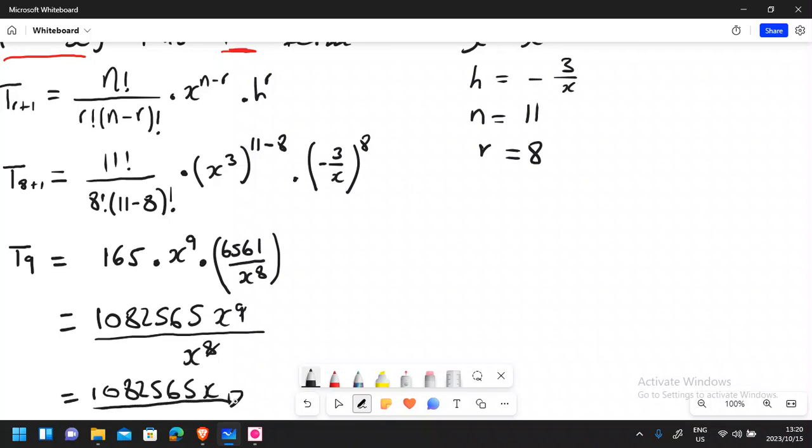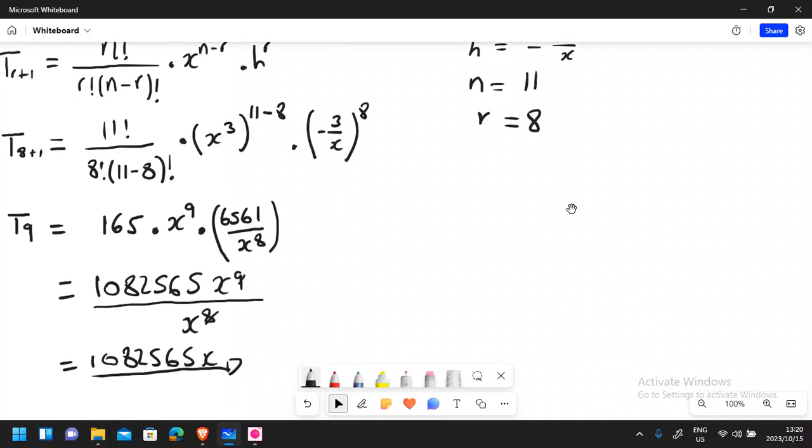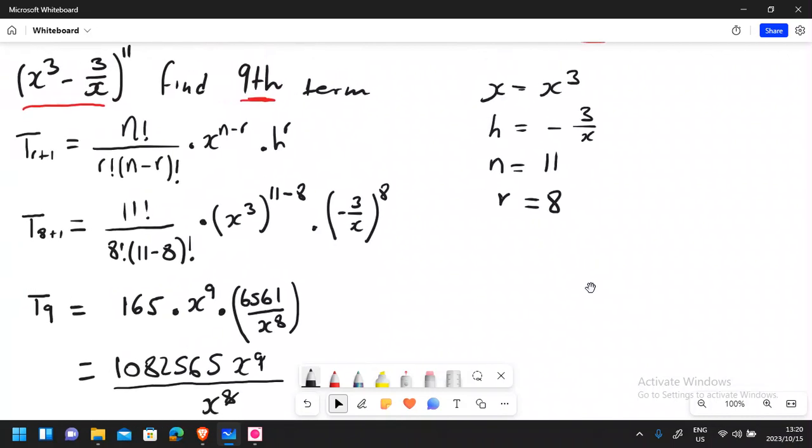Look guys, the reason why I did this question is because it can tempt you to actually try to factorize there, because look at our expression: we have x cubed minus 3 over x. You might try to factorize, but I would say don't do it. It's really not necessary to get the final answer.